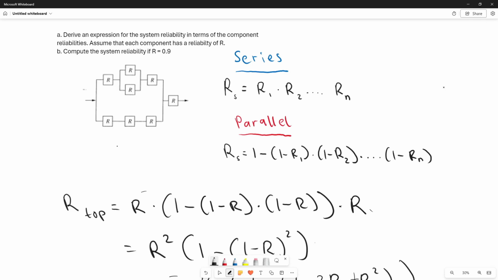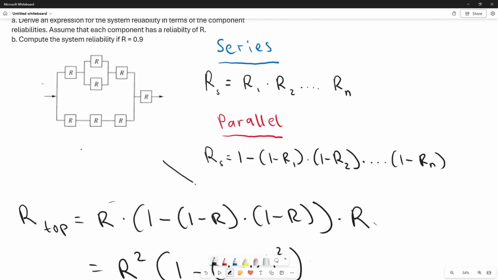This is on series and parallel reliability. The question is: derive an expression for the system reliability in terms of the component reliabilities. Assume that each component has a reliability of R. So let's split this diagram into two parts.